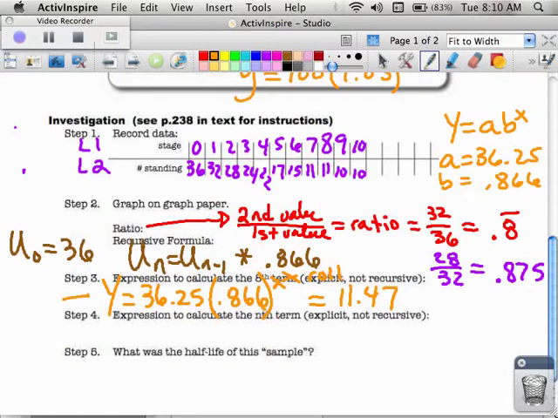And then we actually did step 3 and step 4 together. The explicit equation that they were talking about, where it says the nth term, and they want it in explicit, that's this thing right here. So whenever they talk about explicit, they're talking about the y equals equation. That's what explicit means, y equals.